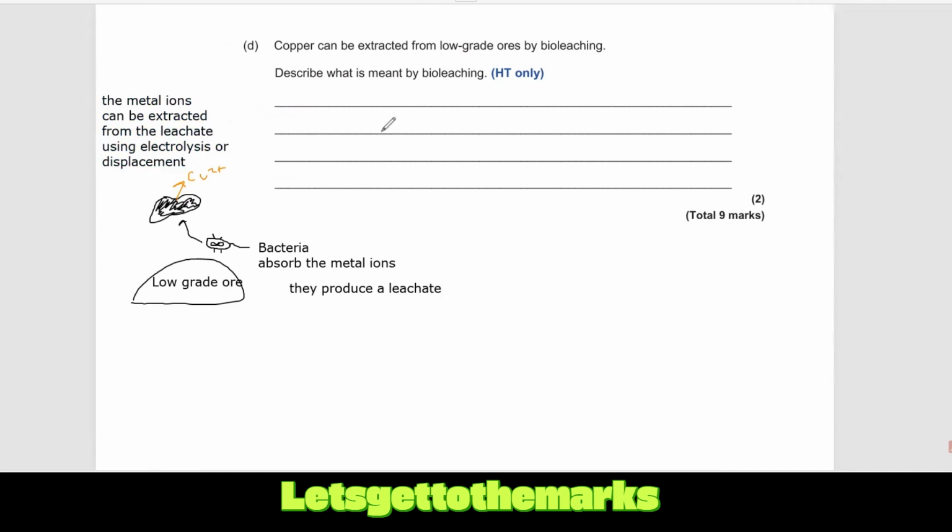Anyway, what am I going to write as my answer? So, what two words did you come up with? Well, bioleaching is using bacteria to form a leachate that contains metal ions. And that is essentially what bioleaching is. Now, if you want to know how to get the metal ions out of the leachate, then you're going to use electrolysis or displacement with scrap iron. Okay, let's move on.